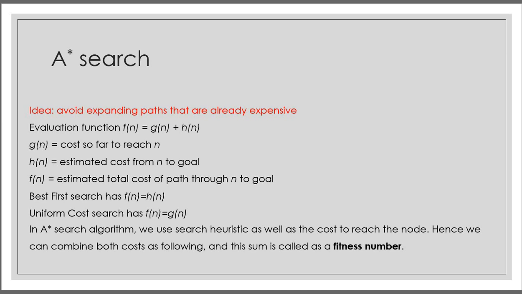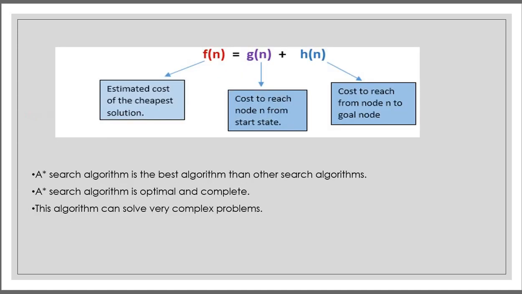In the A* search algorithm, we use the search heuristic as well as the cost to reach the node. Hence, we can combine both the costs as follows, and this sum is called the fitness number. f(n) is the estimated cost of the cheapest solution, g(n) is the cost to reach node n from the start state, and h(n) is the cost to reach from node n to the goal node. A* search algorithm is the best algorithm compared to other search algorithms.